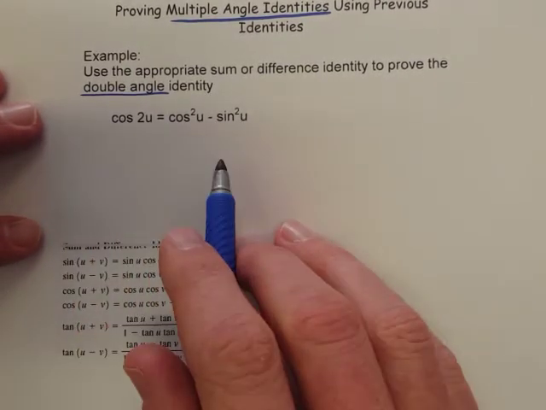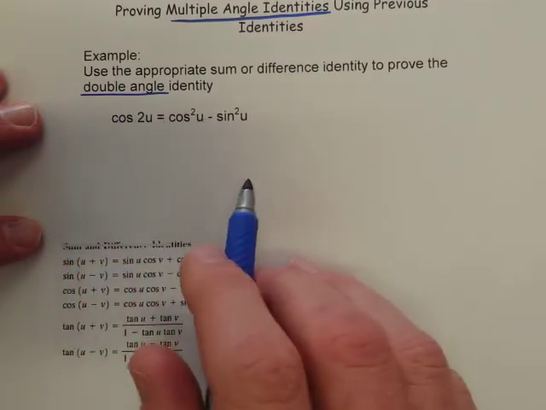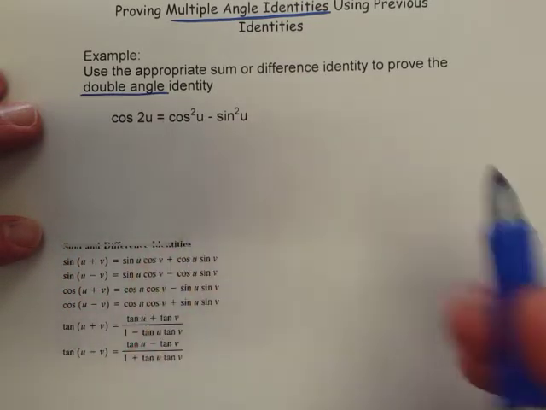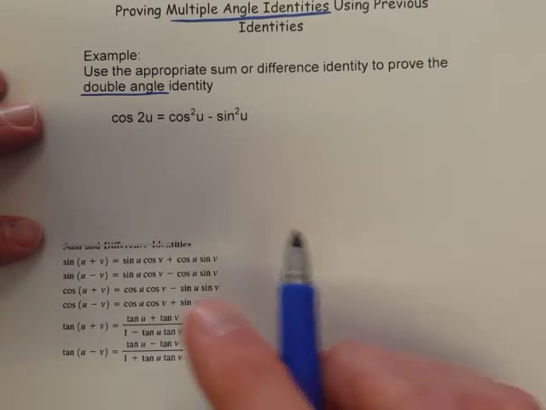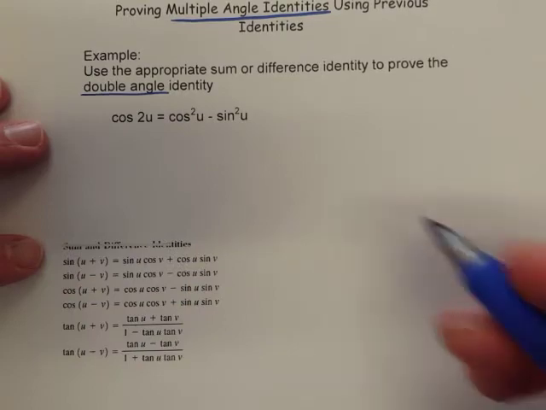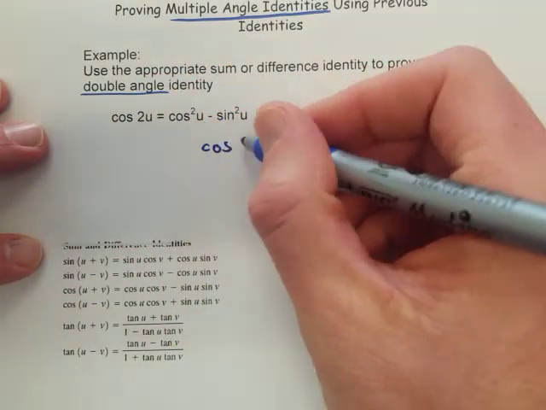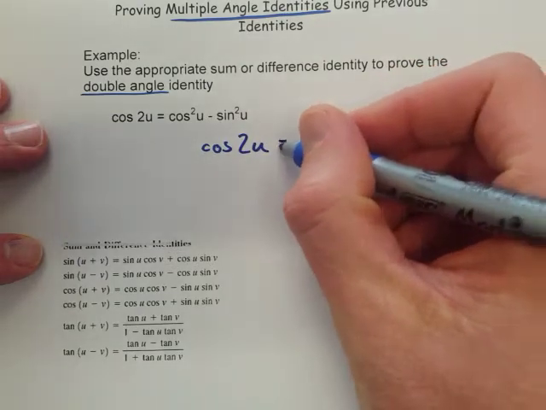Like before, we do have to start with one side of the equal sign to do our proof. Remember, when we're proving something, we start from one side, either the left or the right, and we just work with that one piece at a time. So I'm going to start with the left-hand side here. I'm going to start with the cosine of 2u.